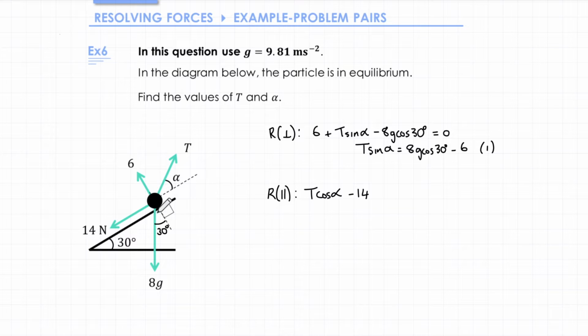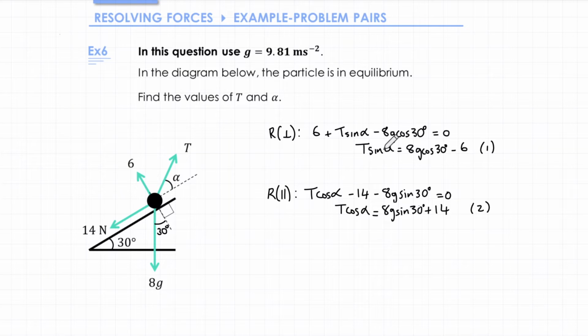We also have a weight component acting down the slope. As we're not crossing the angle, that will be 8g sine 30. It's in equilibrium, so that equals 0. We'll rearrange to make T cos alpha the subject, and we'll call that equation 2.